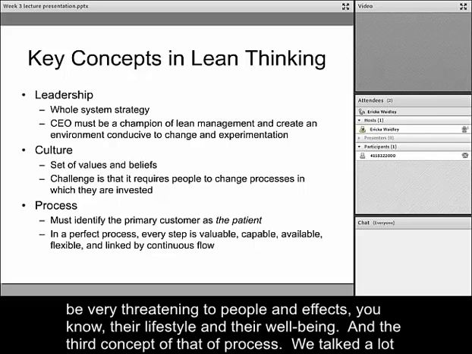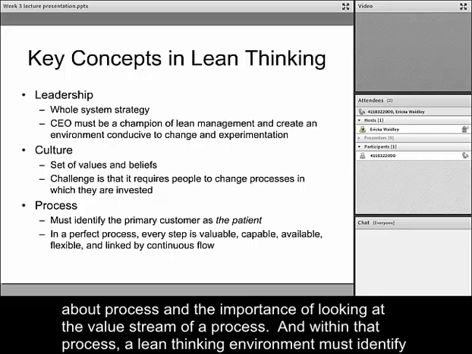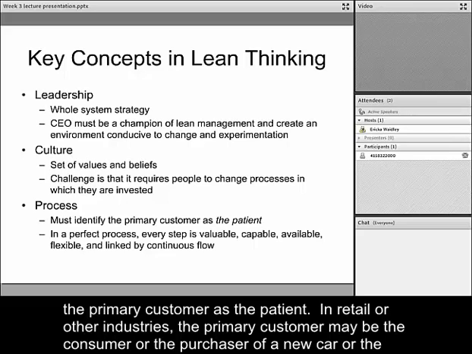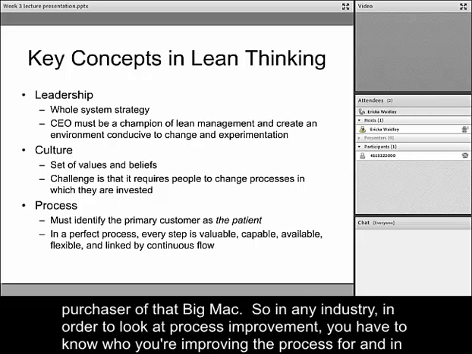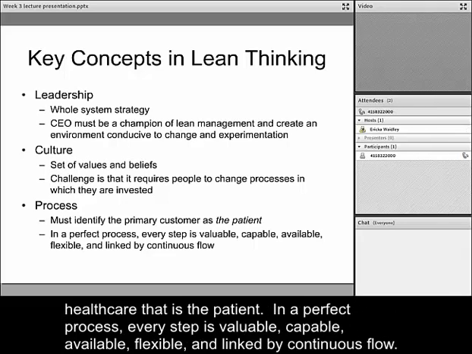And then the third concept is that of process. We've talked a lot about process and the importance of looking at the value stream of a process. And within that process, a lean thinking environment must identify the primary customer as the patient. In retail or other industries, the primary customer may be the consumer or the purchaser of a new car or the purchaser of that Big Mac. So in any industry, in order to look at process improvement, you have to know who you're improving the process for. And in healthcare, that is the patient.